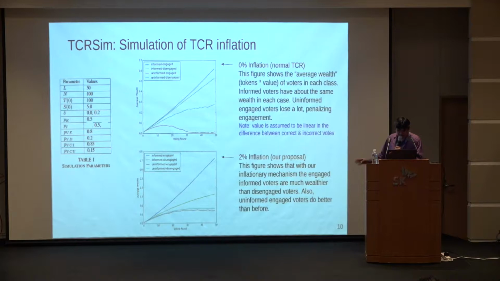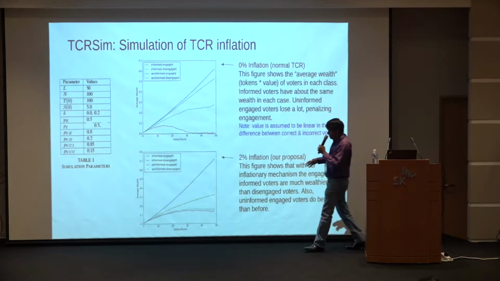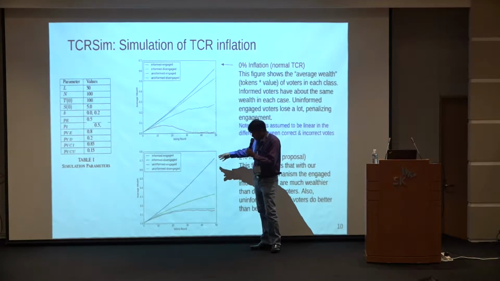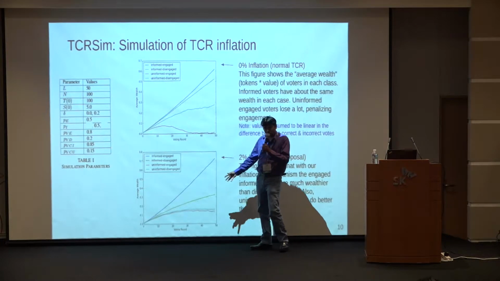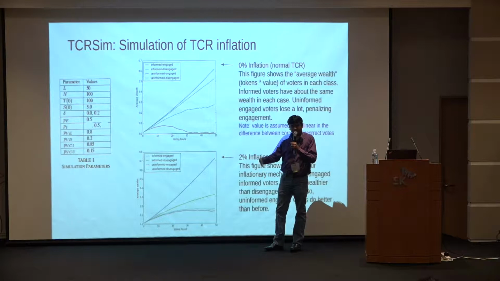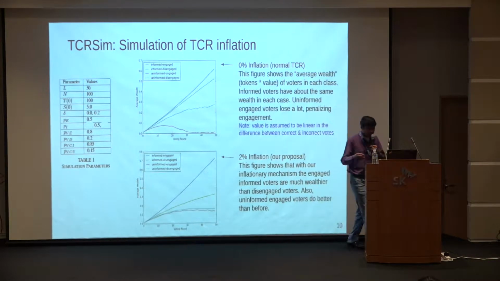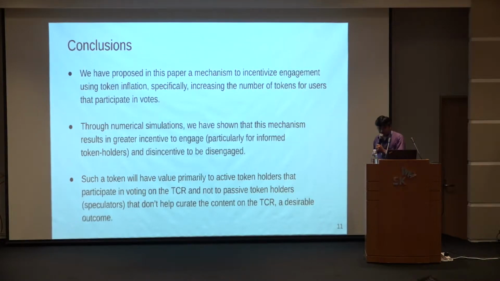Another result that I want to highlight is the average wealth of the user. As you can see, the engaged user has a higher wealth in this model, while the disengaged and other users lose if they don't participate or don't get involved in maintaining the quality of the list. So those are the key results that we got from this simulation.